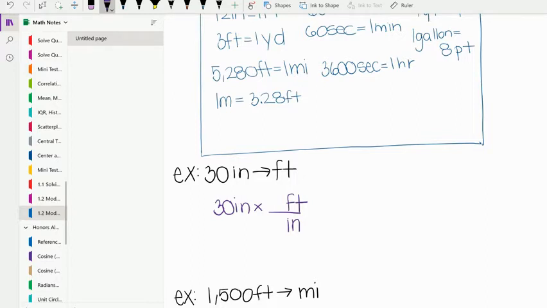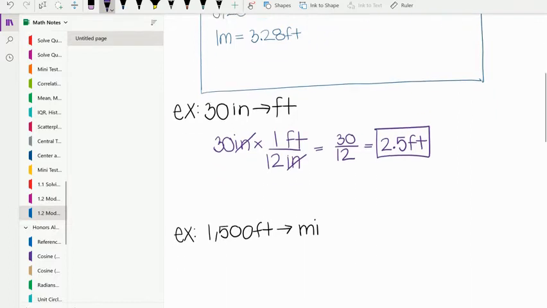So then you have to ask yourself, what do I know about inches and feet? And I know that there are 12 inches in 1 foot. And from there, you're going to cross out the inches, and then the math involved is really just 30 divided by 12. So you would put that in your calculator, and you're going to get 2.5 feet.